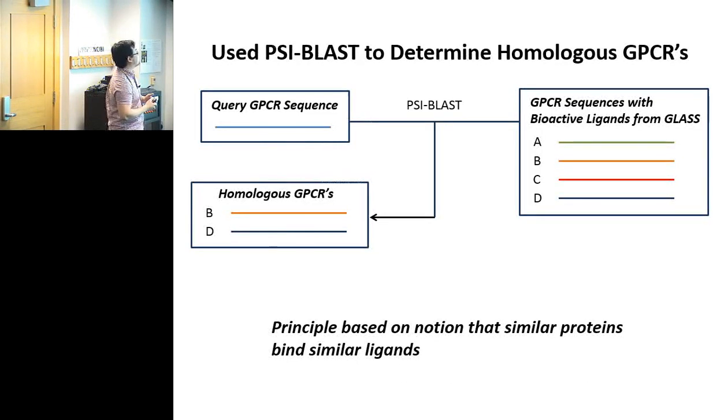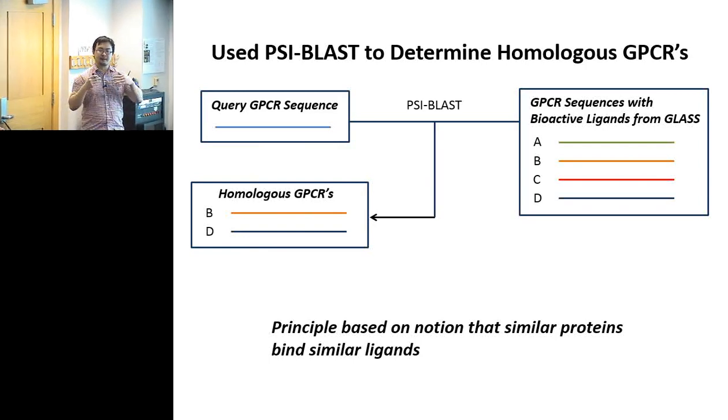So the next step here really is more of the bioinformatics approach combined with the chemoinformatics. So in this part, essentially, I use PSI-BLAST in order to determine functionally similar GPCRs by sequence identity, essentially, right? And I use all the GPCRs I have from GLASS that were denoted as bioactive, so they had at least one ligand that was bioactive, right?